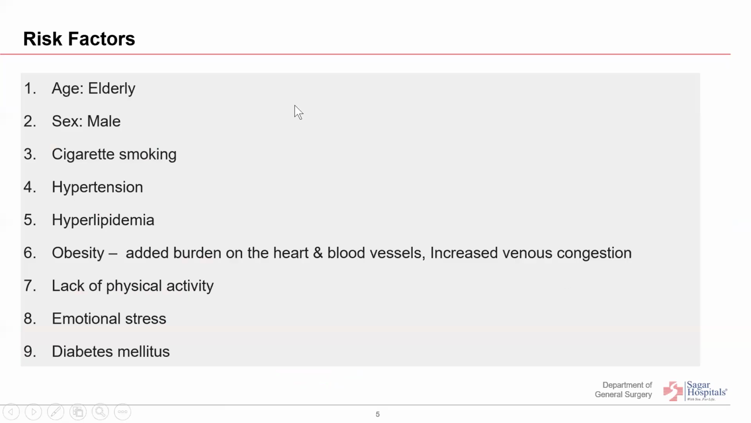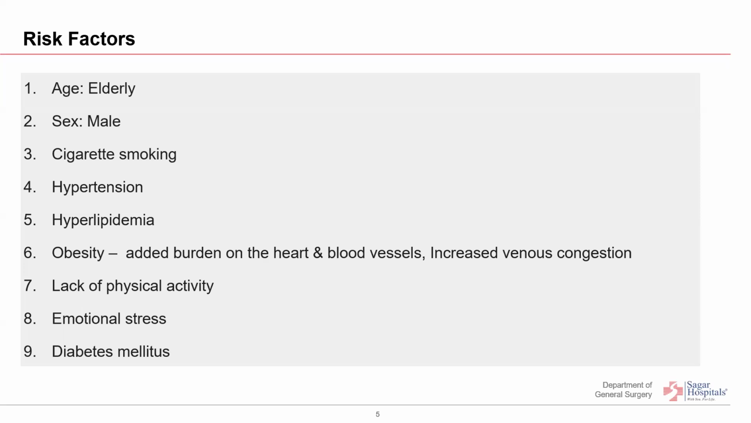So, talking about the risk factors, elderly, why? Because the elasticity of the arteries slowly decreases as the patient's age increases. So these patients are more prone to vascular insufficiency. Males are more predominantly exposed to these chronic peripheral vascular diseases than females, because in females, estrogen and progesterone have their inherent vasodilatory effect. That is one of the hypotheses. Then cigarette smoking, because nicotine is a potent vasoconstrictor, and hypertension.